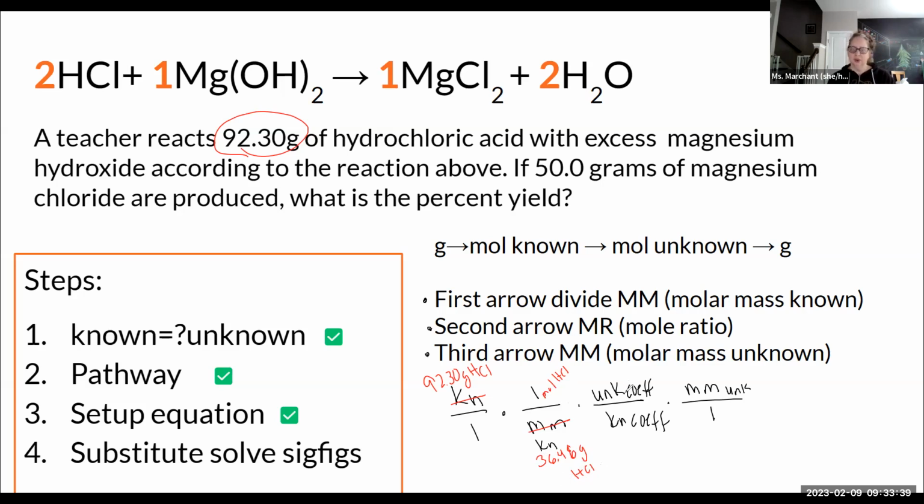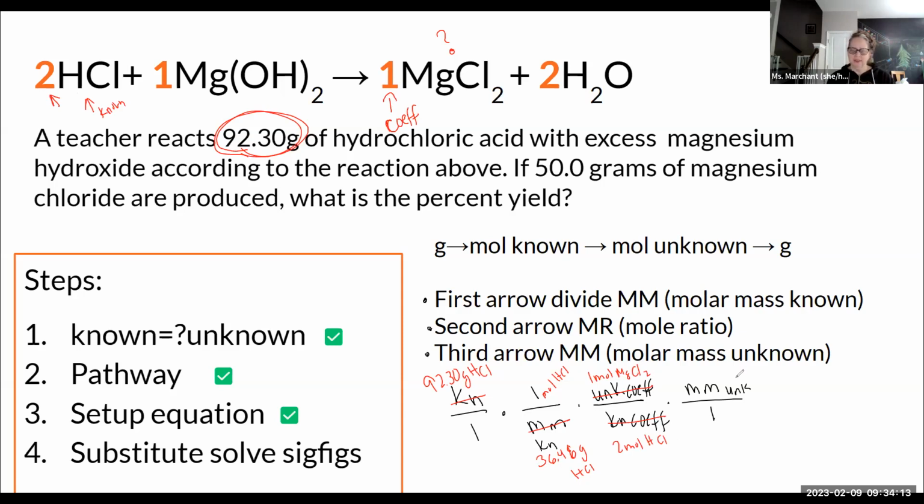Unknown coefficient. Who am I solving for? Who got the question mark? Magnesium chloride. So he is our unknown this time. And the coefficients are always the big numbers in front. So my unknown is 1 mole of magnesium chloride. My known is the number we started with. Okay, we started with 92.3 grams of hydrochloric. So my known is hydrochloric, and the coefficient for the known is 2. So 2 moles of hydrochloric acid.